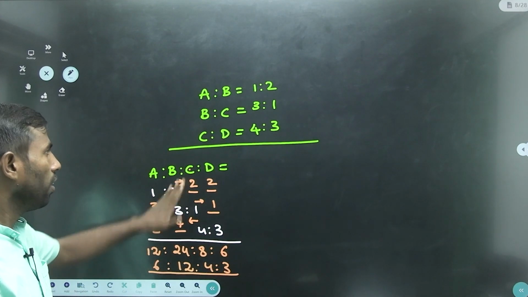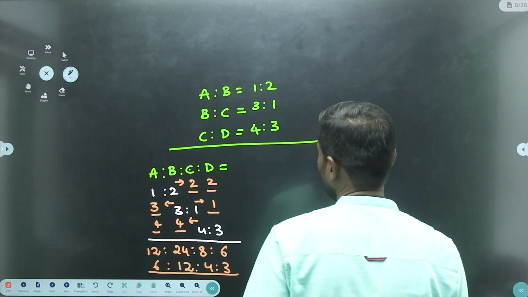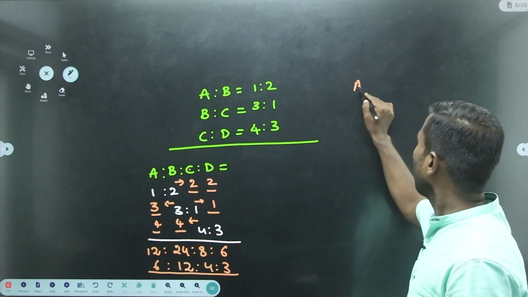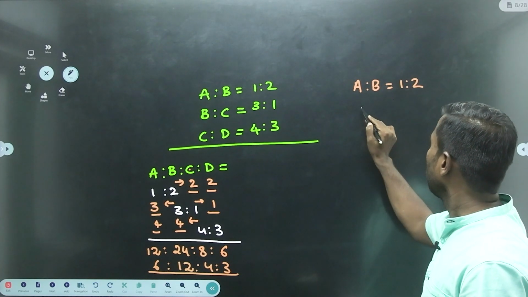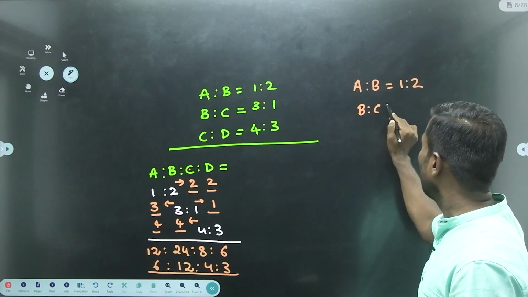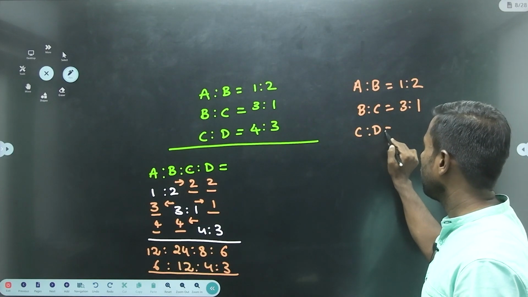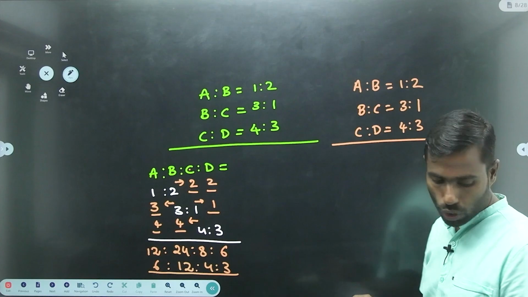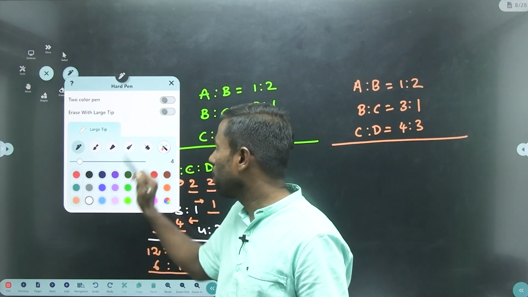Basic idea I'm giving, we can do directly. Now how to do it directly? A is to B, I have given 1 is to 2. B is to C, 3 is to 1. C is to D, 4 is to 3. We have to find out the ratio of A:B:C:D. Listen carefully, many people get confused here.